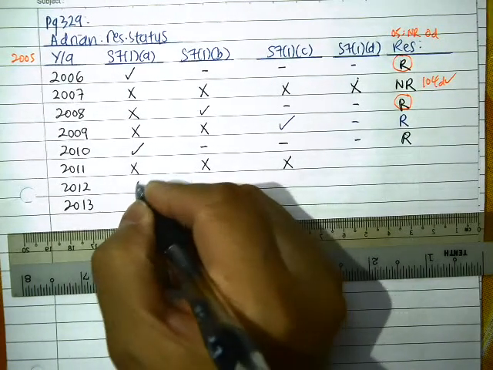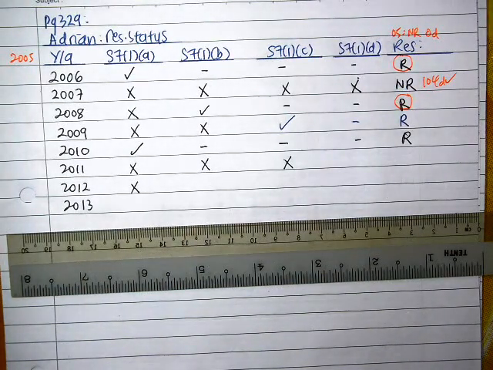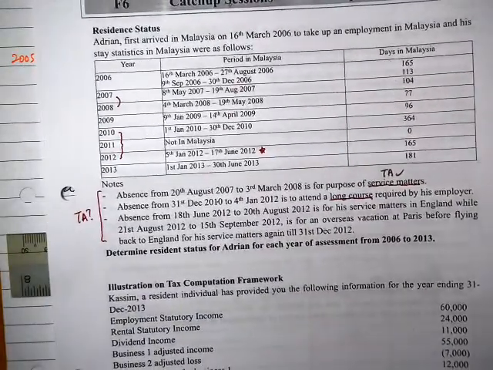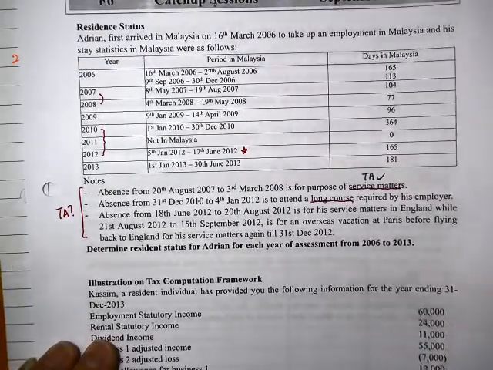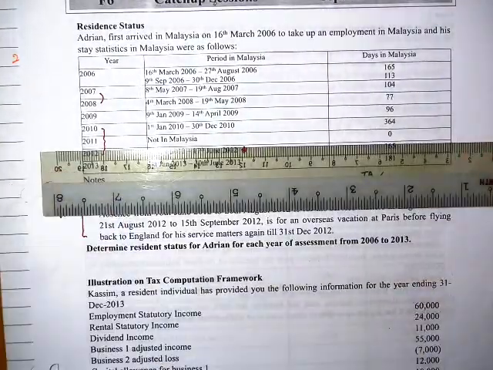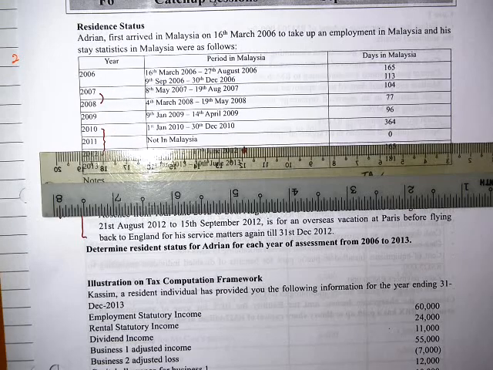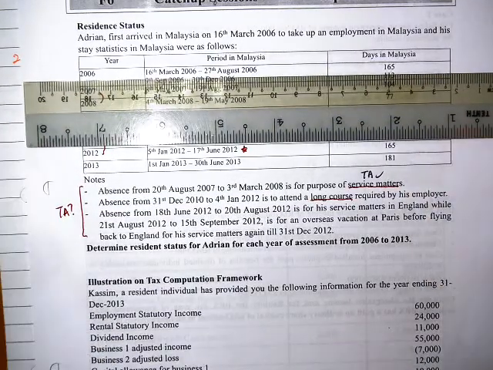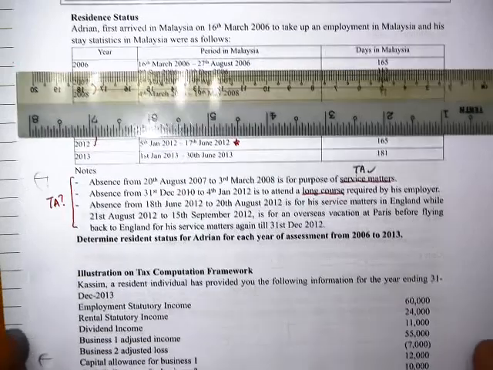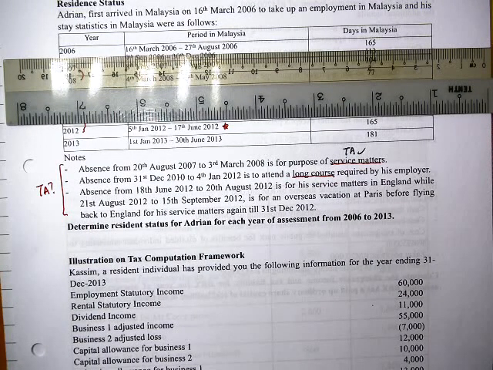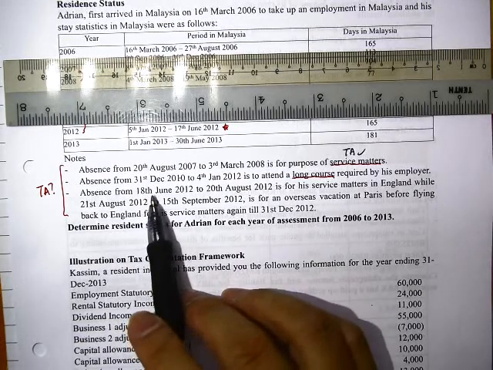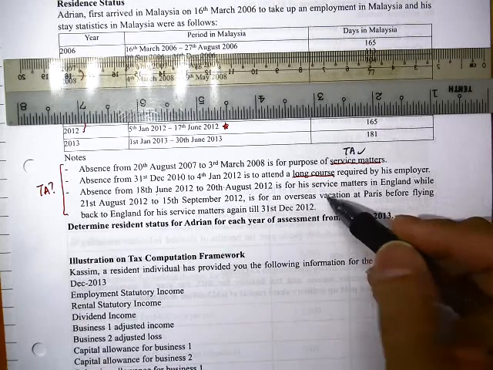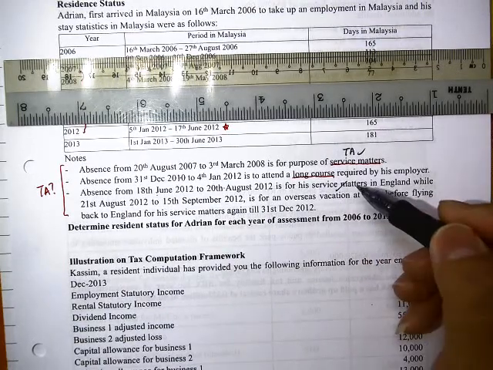165 days is not enough using 1A. Okay, how about 1B? If I want to use 1B, I need to have a link. Can I borrow from 2011? Impossible, right? Because for 2011, the whole year you are not in. So totally cannot borrow. So can I borrow from 2013? Then you must see why you're not in the country. Now they tell us you're not in the country because you're absent June to August, service matter. Okay, service matter can.